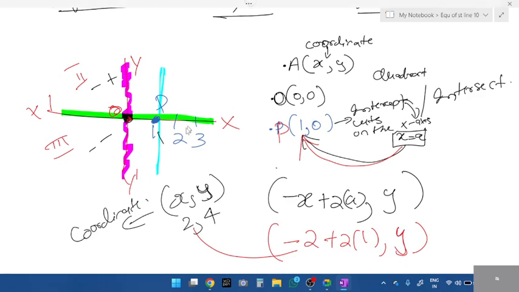Okay, 2 comma 4. Where does 2 comma 4 lie? Assume 2 comma 4 lies here, point B. I'll take this as point B, students, 2 comma 4. Okay, so this is the question.